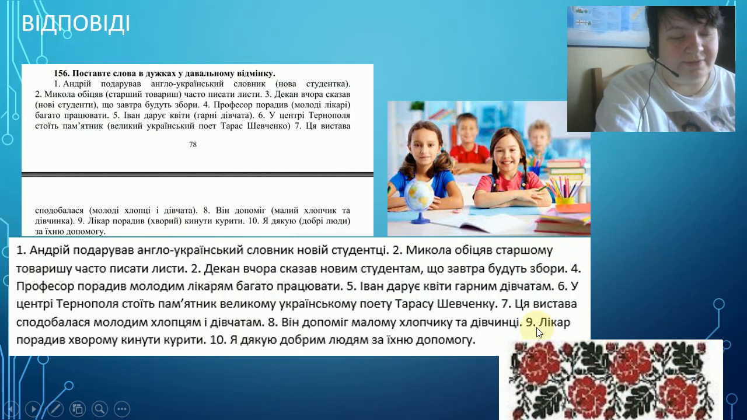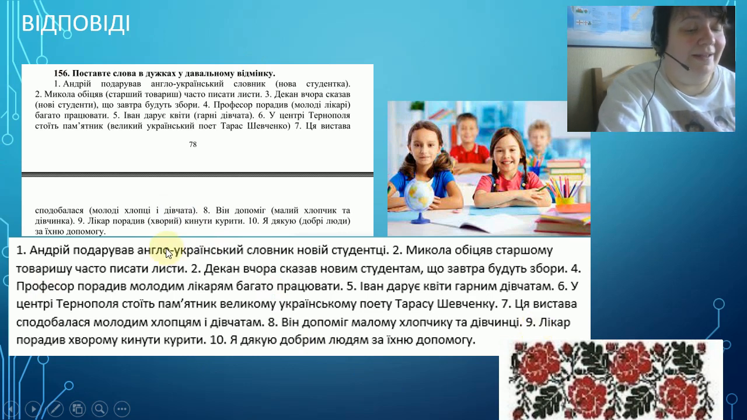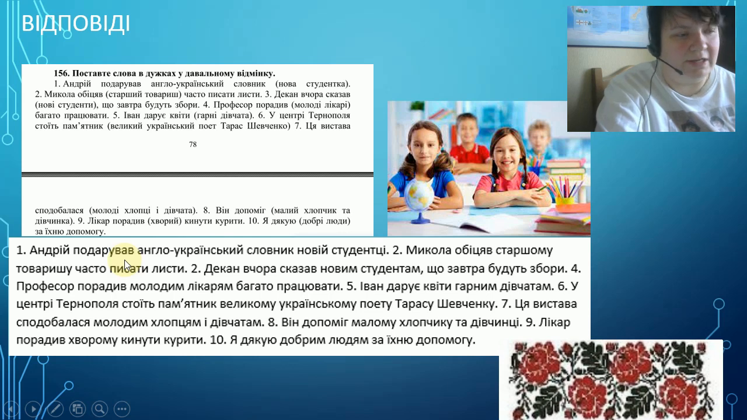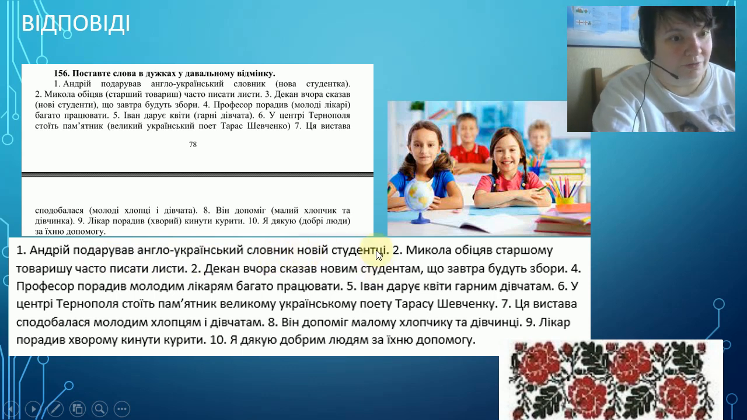So, here we have the answers. And, yes, I have made this exercise for you too. Let's check. Андрій подарував англо-український словник новій студентці. Andrew gave an English-Ukrainian dictionary to a new student girl. Grammatical feminine. So we have ending і here in the adjective.